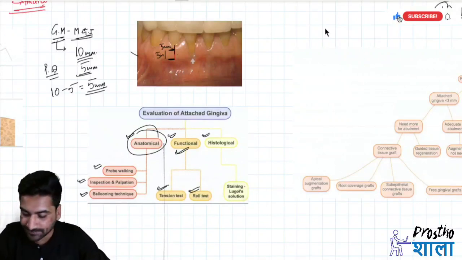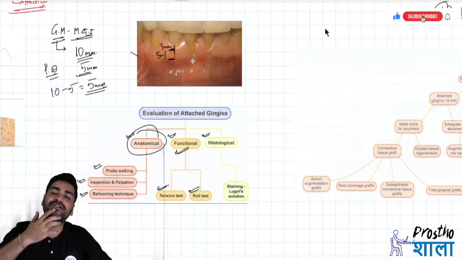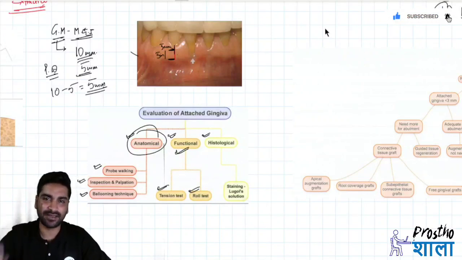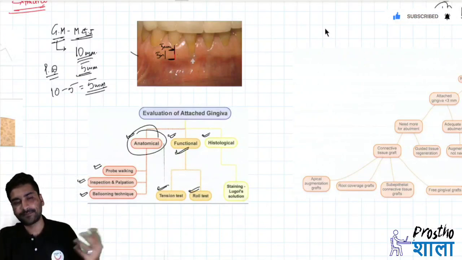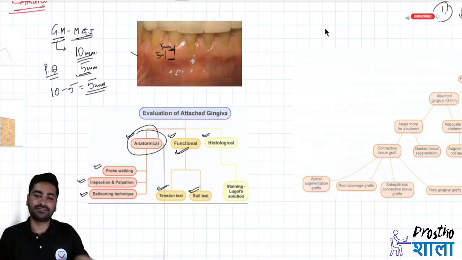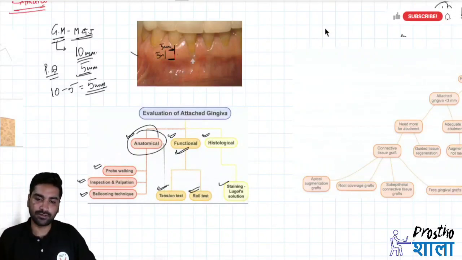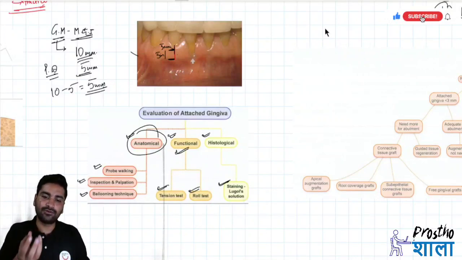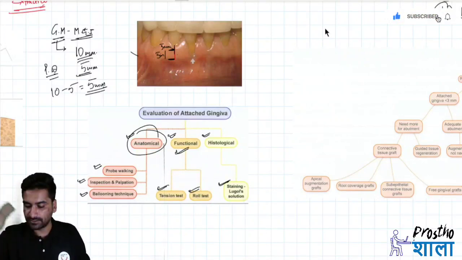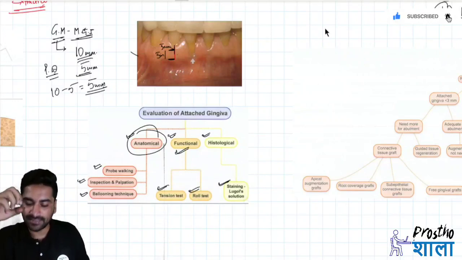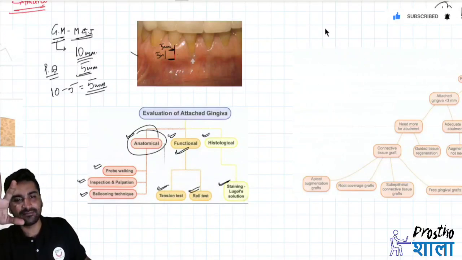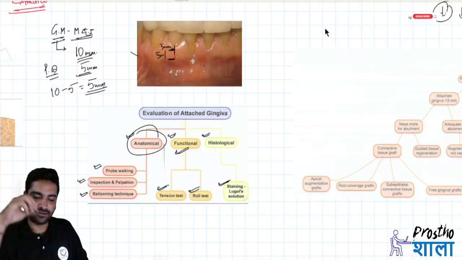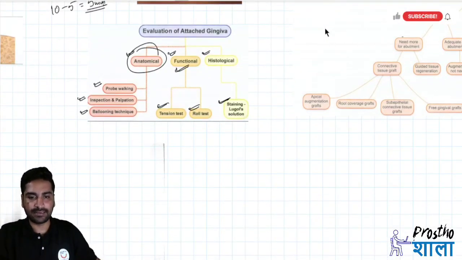Then the roll test. The alveolar mucosa will usually tend to roll up over the attached gingiva because that is firm and dense over there. Histologically, there is one technique, that is staining with Lugol's solution. So what you can do is take a cotton swab, take Lugol's solution and paint it over the area. The mucosa will take up that staining, the brown staining, because there is presence of glycogen.